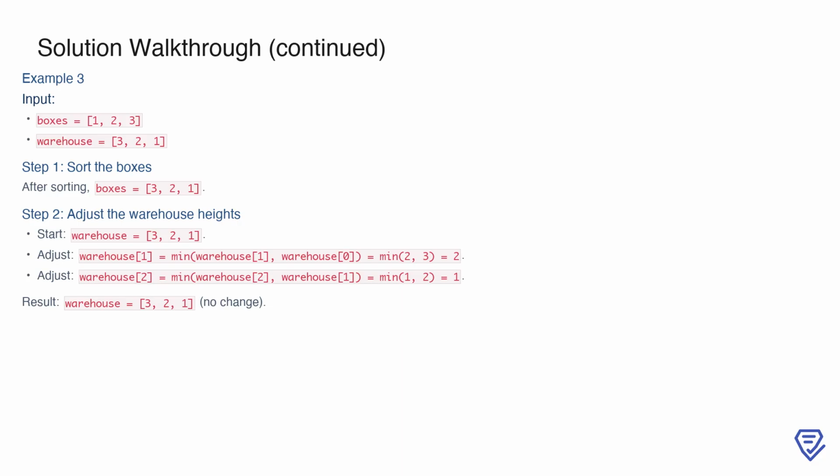We begin by sorting the boxes in descending order, resulting in 3, 2, 1. Next, we adjust the warehouse heights to ensure they are not increasing. Starting with the original warehouse array 3, 2, 1, we adjust position 1 to be the minimum of its current height and the previous height, min(2, 3) equals 2. Position 2 is adjusted to min(1, 2) equals 1. After these adjustments, the warehouse heights remain 3, 2, 1, as they were already in non-increasing order.